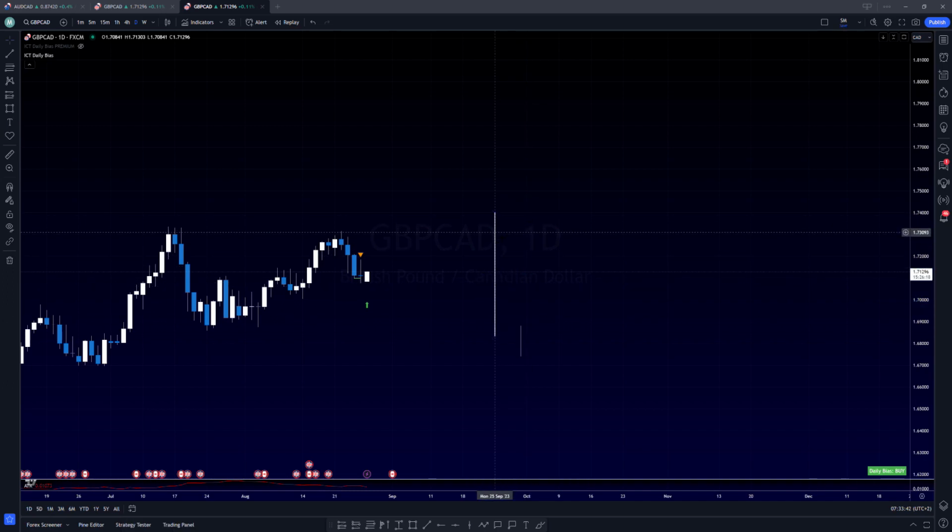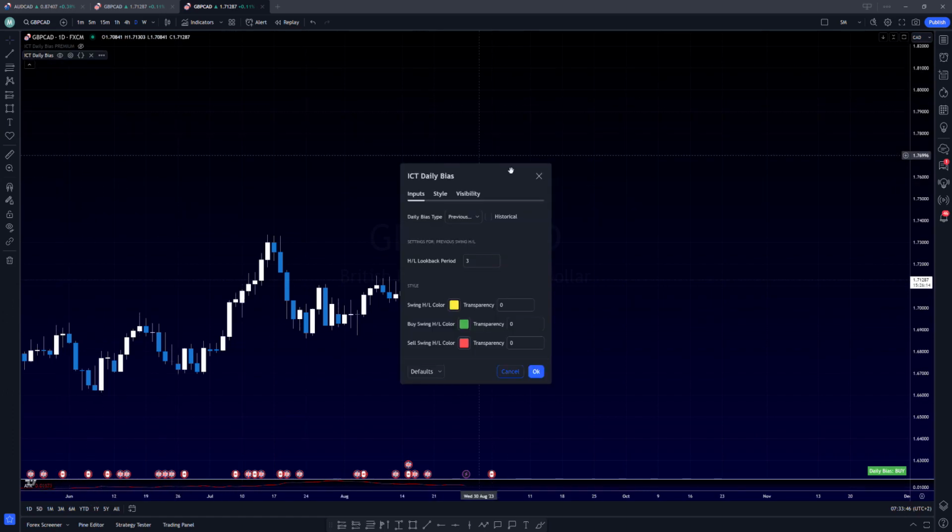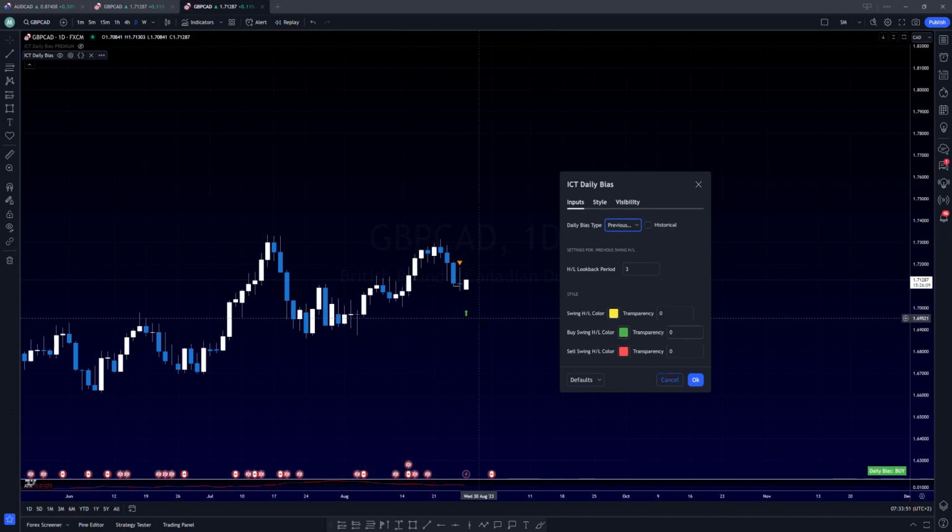So this is the basic concept, how it works. And if we look at the daily bias type previous high-low, this is the only actual one. This is the reason why daily bias is buy, because this candle wicked the low of this candle, so it should go up.